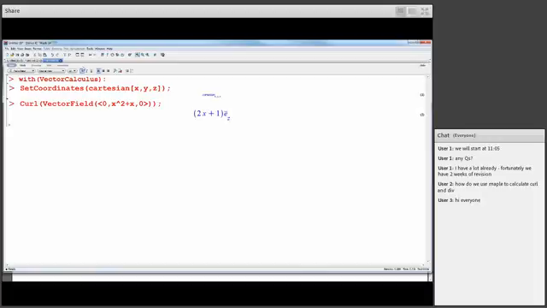And you can do the same sort of thing for divergence. You just copy, paste it, and type in divergence. Now the divergence in this case is 0.